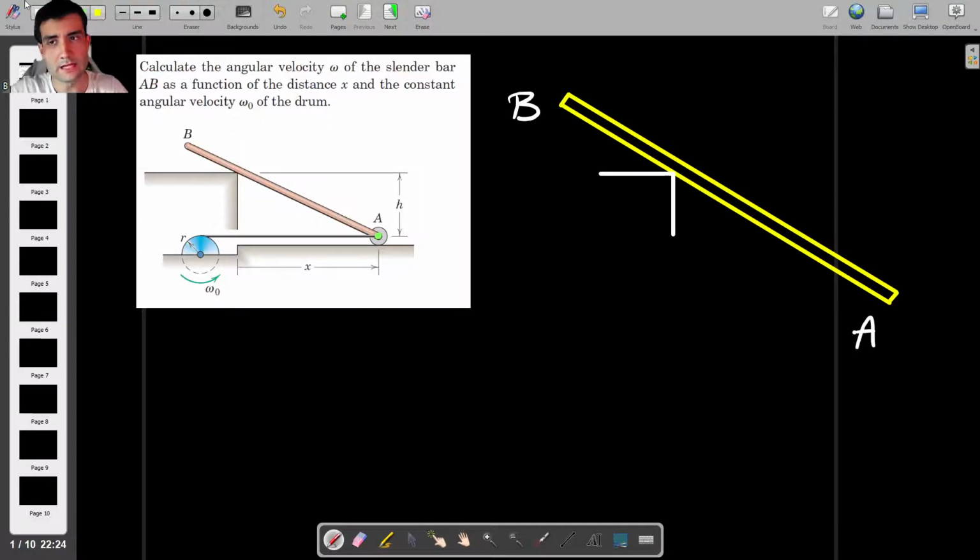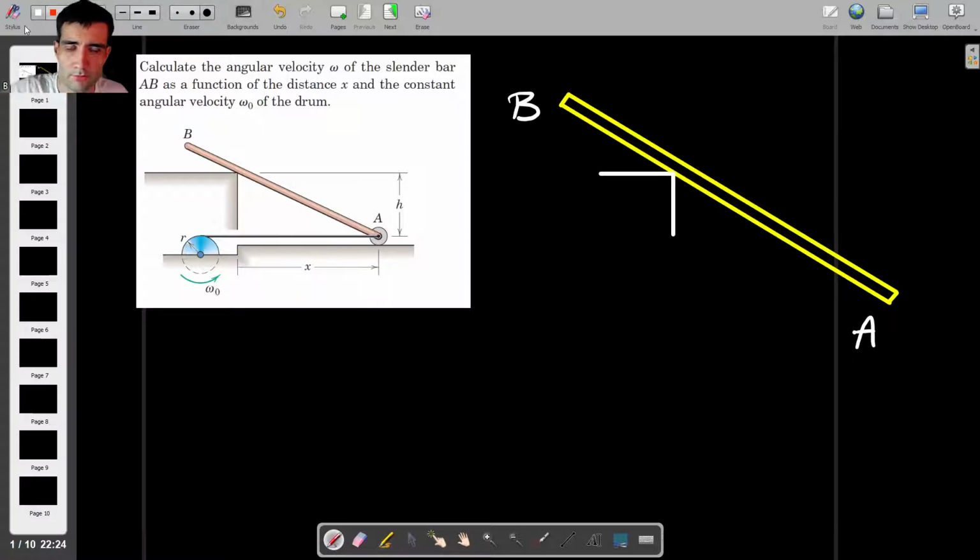Because what's happening is that as end A is being pulled to the left, the bar will rotate and it will also translate in some fashion because it's also leaning on this corner here. Okay, so let's see how we would approach this.